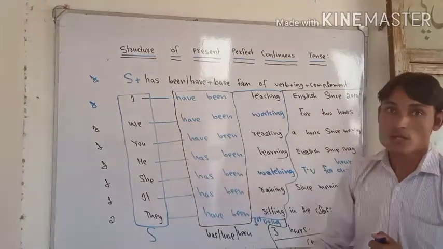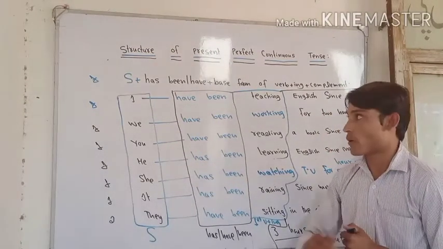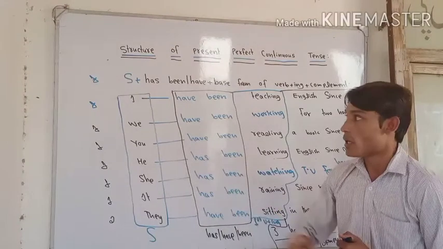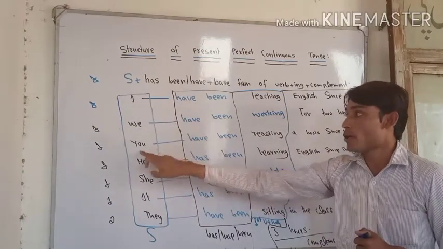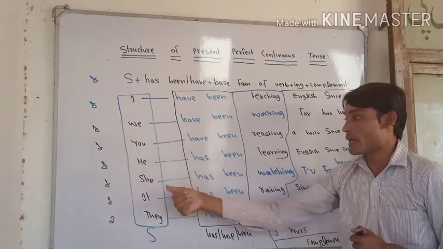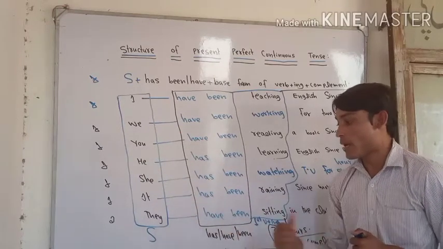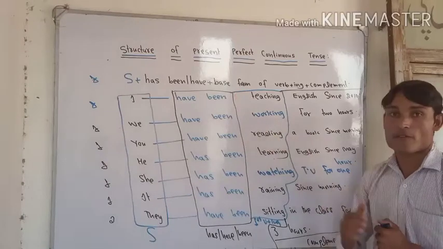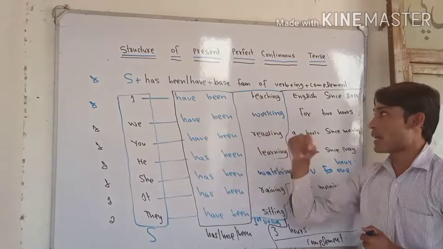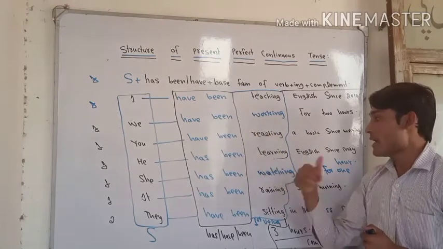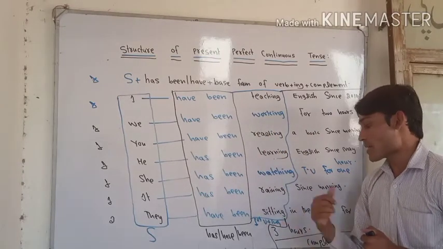Has been is used after a singular subject pronoun, and have been is used after the plural. Like I have been, we have been, you have been, and also he has been, she has been, it has been, they have been. Then these are all followed by first form verb plus ing, which is called the present participle: teaching, working, reading, learning, watching, raining, sitting.